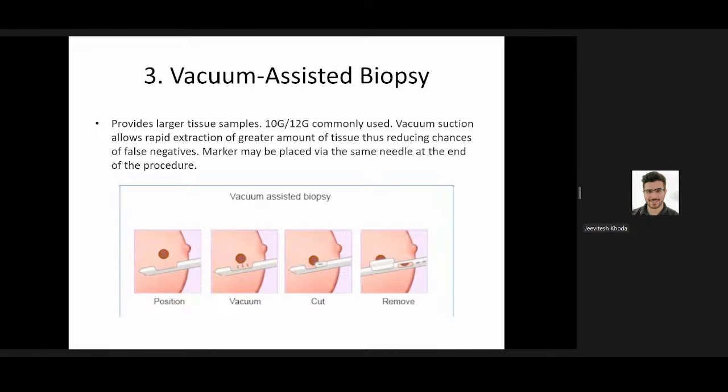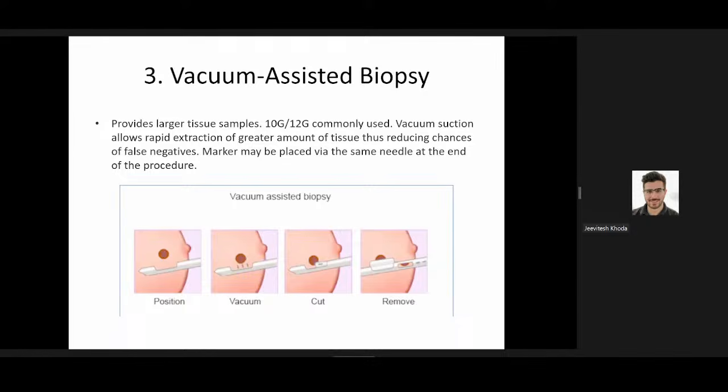And the mechanism is basically you just position the needle below the lesion, and a vacuum system is there, with rotating blades or a cutting blade, depending on the kind of biopsy the manufacturer is using. The blades cut the tissue, and the vacuum system sucks the tissue and pushes it behind, and you can get multiple cores with a single pass into the lesion.